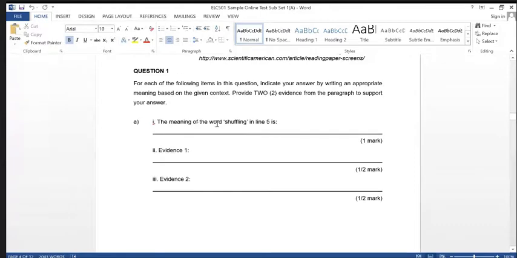Now, the meaning of the word shuffling in line 5, that's the question here. But if you go back to the instruction, it says for each of the following items in this question, indicate your answer by writing an appropriate meaning based on a given context. Well, this is where it all matters. What do I mean?